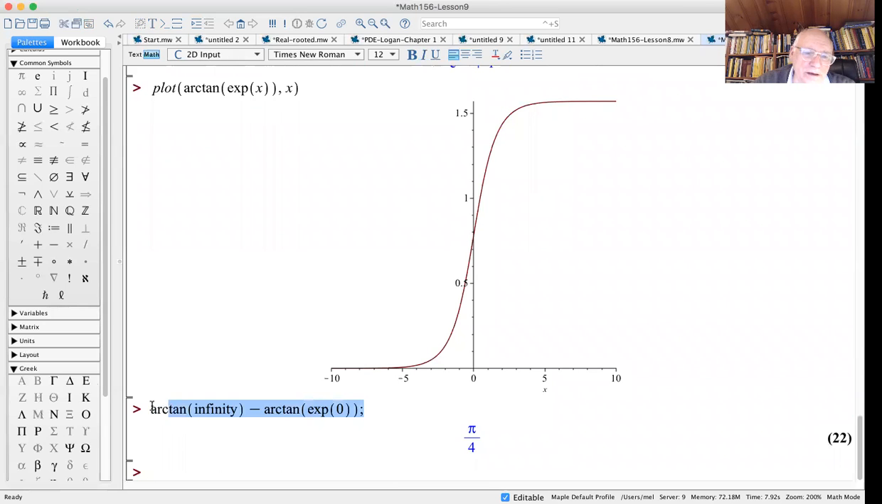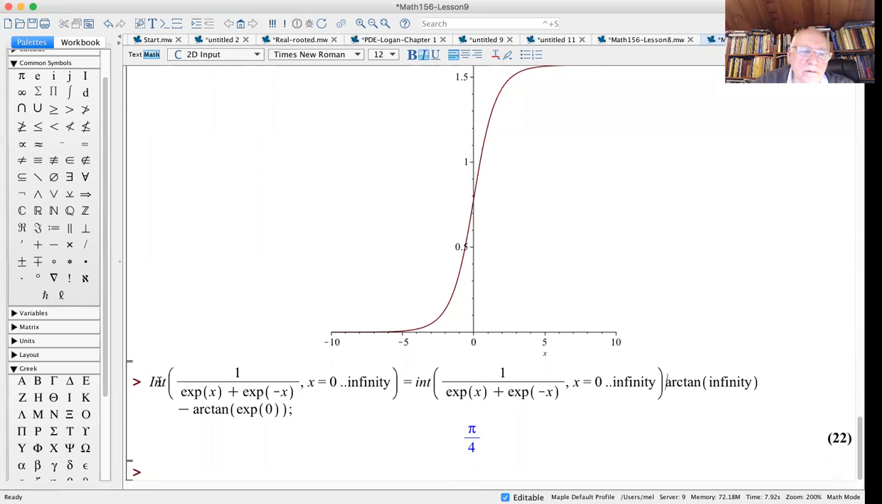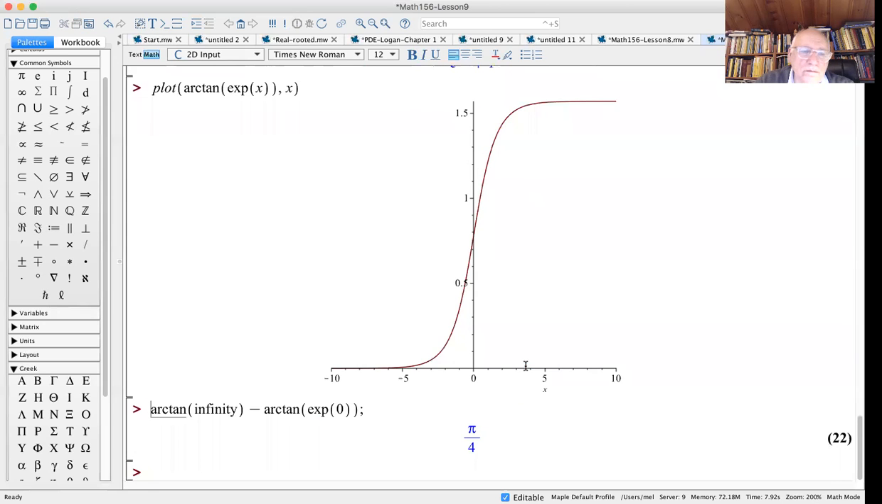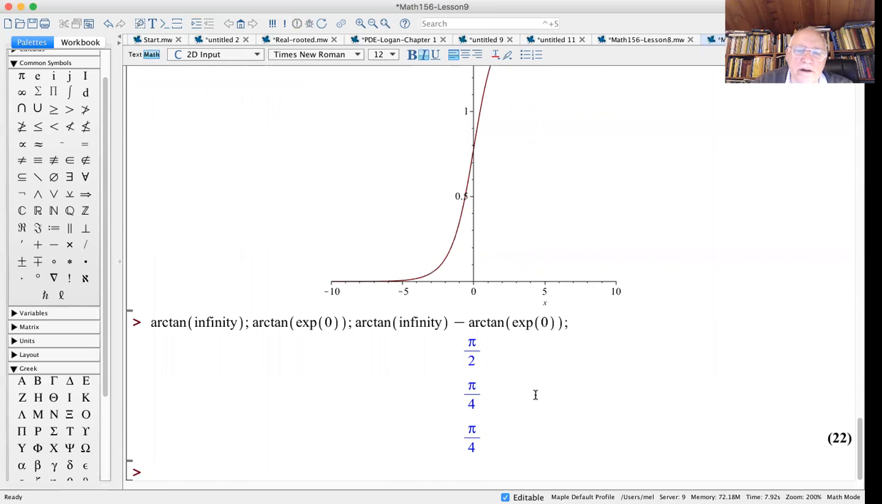Let me just actually write these things out exactly. So it's just interesting to see. Oops. That's not what I wanted. So let me copy that. All right. So the arctangent at infinity is pi over 2. The arctangent at e to the 0, of 1, is pi over 4. When you subtract, you get pi over 4. That's what we wanted to say.